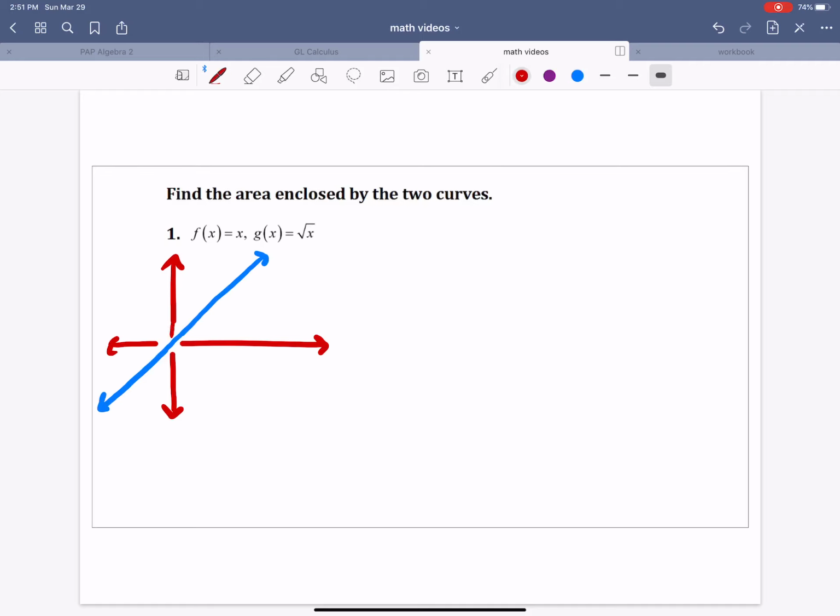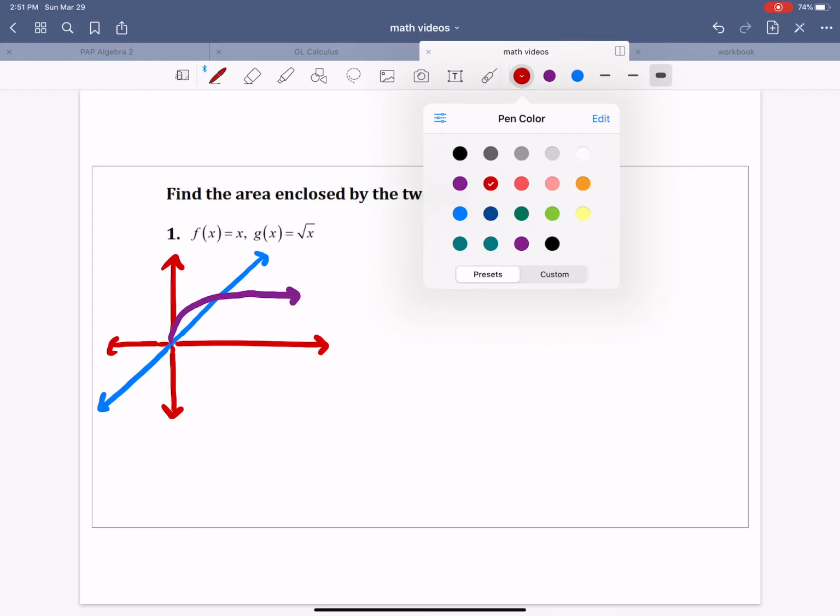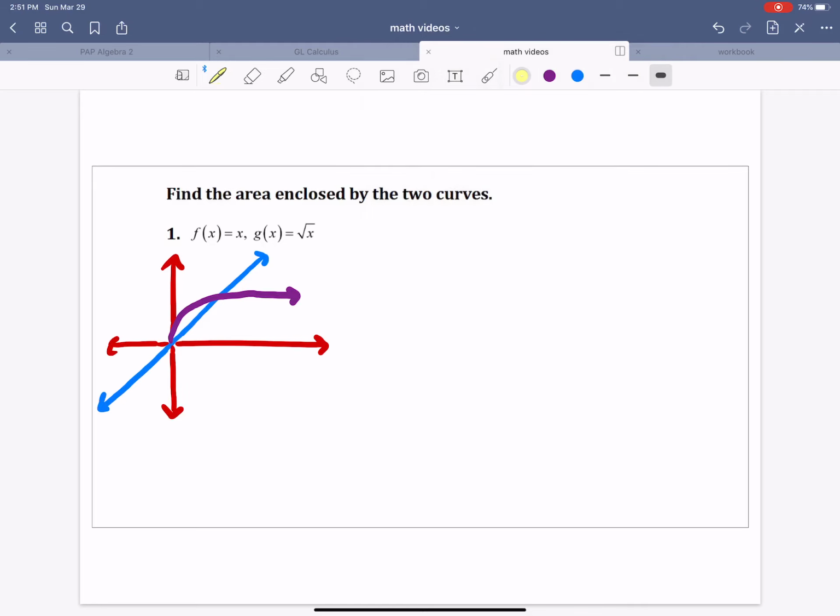Can't trust technology. So on this graph, the square root of x, what's actually going to happen here is this graph's going to come up above the line y equals x and then flatten itself out. So when you see it like this, you can see that that's probably not a good color. Let's do green. You can see that this overlapping shaded region, there's this little section right here that's enclosed. This little green section is enclosed. So that's what we're going to find the area of.